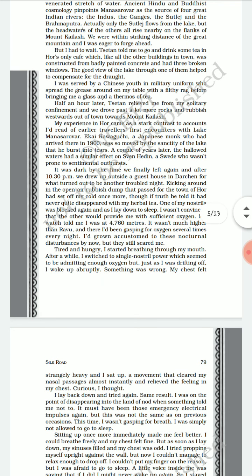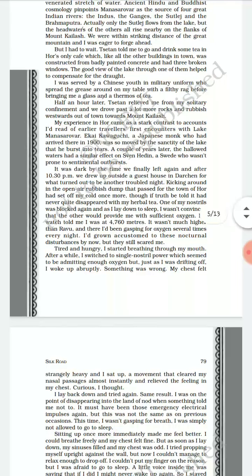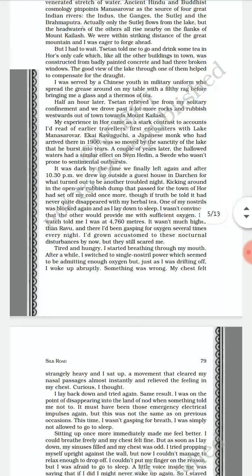Mainly the people used to speak in Buddhist language or Tibetan language, and it was very difficult for him to communicate. So he was feeling very lonely, quite alone at that time, when half an hour later Shitan relieved him from his solitary confinement. He was feeling very much like a prisoner in a cell. So Shitan relieved him from that.